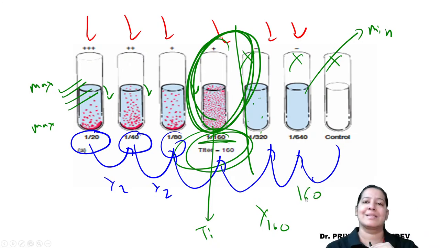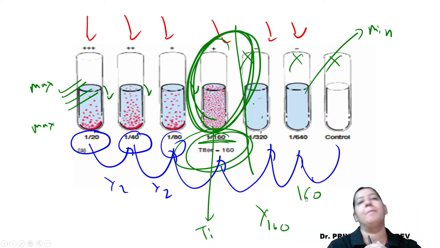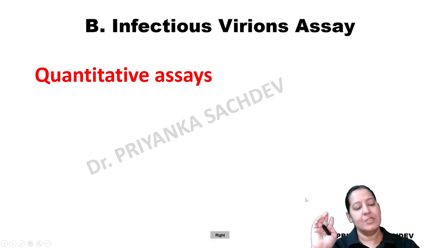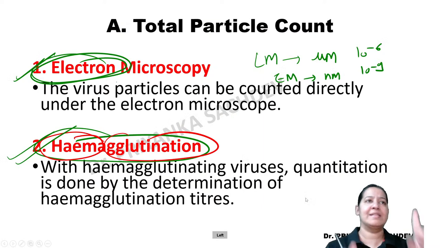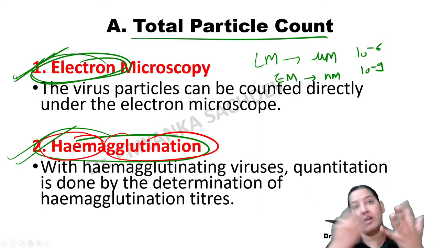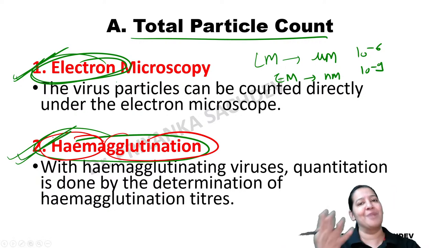The titer is 160. So you can tell quantitatively how much virus can be present in the specimen. So it is also a quantitative test. In this we come to know the total particles of the virus. So from both tests we learned the total number of viruses. Either you do electron microscopy, you will come to know total viruses, or you do the hemagglutination test, you will come to know total viruses.